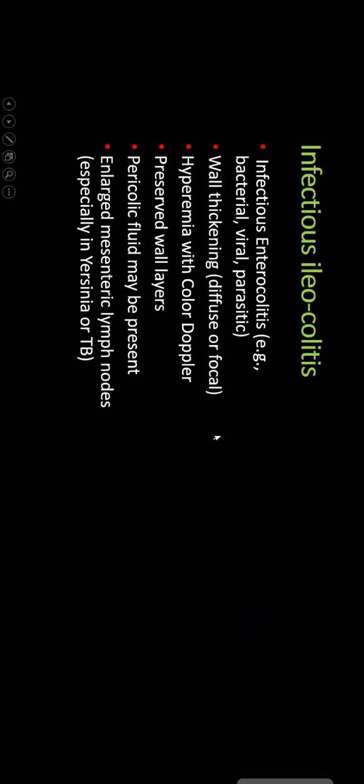Now coming to another entity, which is rather more common, infectious ileocolitis, or infective etiology leading to ileitis and colitis. Here the etiology is infection, which can be bacterial or viral, and sometimes we may see parasitic infestations. There is diffuse long or short segmental wall thickening. Hyperemia on color Doppler is again important. Wall layer pattern is preserved in most situations. Pericolic fluid may be present, and large mesenteric lymph nodes are again a common finding.